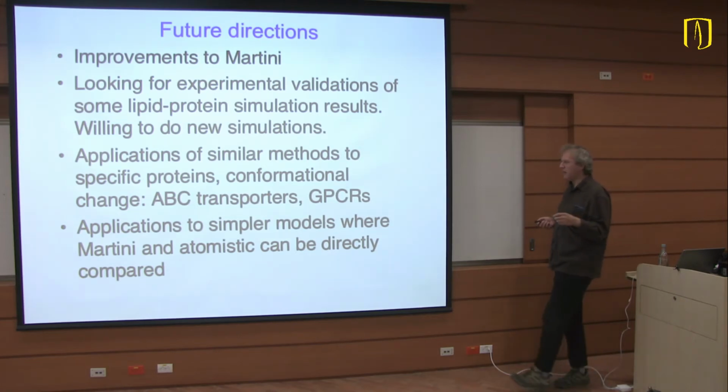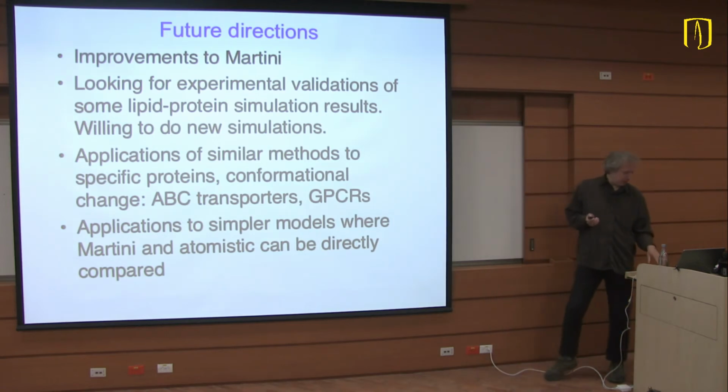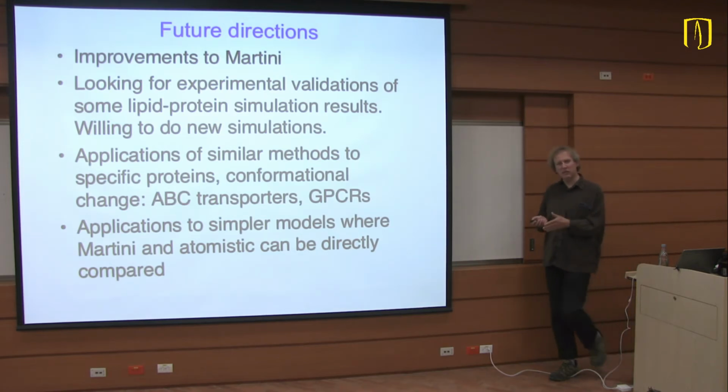And one of the things we're finding is that if you look at the different families of GPCRs, the lipid environments are more similar around GPCRs in one family compared to others. So that might be interesting. Also, we're looking at a number of simple models again, small bacterial proteins and peptides, to test whether we get the same distributions from atomistic simulations and Martini simulations.